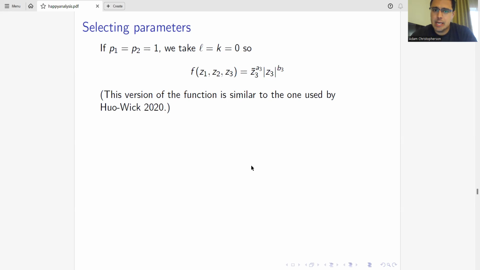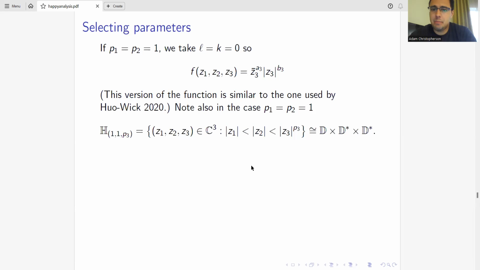This is what happens in the proof of Brett Woe and Wick back in 2020. And the reason is that if P1 is P2 and that's equal to 1, our domain, which I've written here for you, is actually biholomorphic to D times D star times D star, which is basically the punctured tridisk. And in that case, the computations are very straightforward.